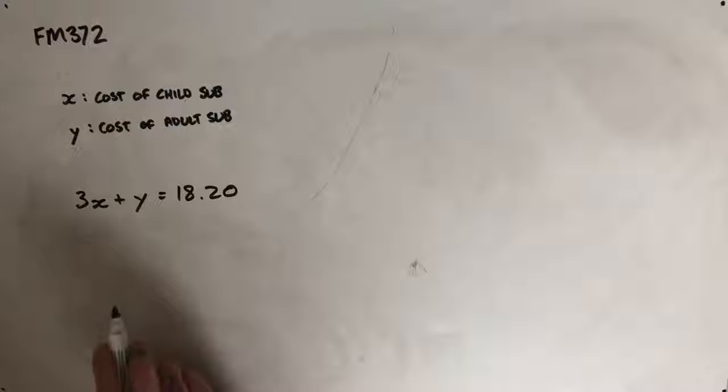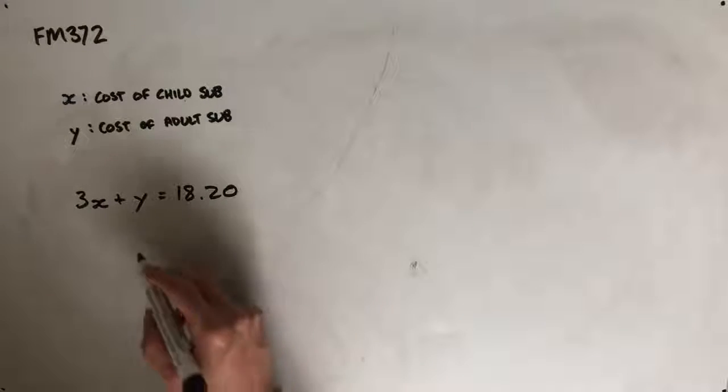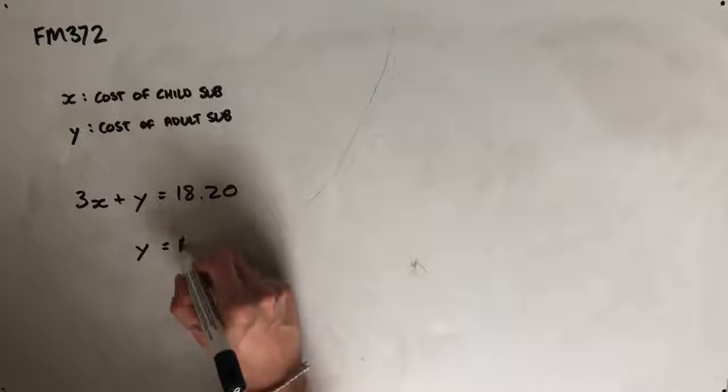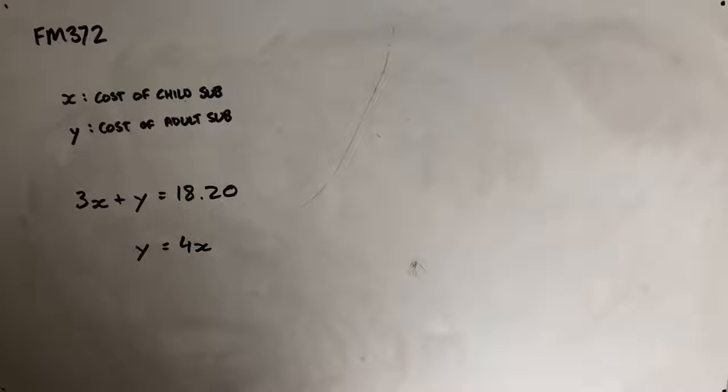We're then also told that an adult subscription costs 4 times the cost of a child subscription. So 1 adult subscription is going to be the same as 4 times the child subscriptions. And here are our 2 equations that we're going to use.